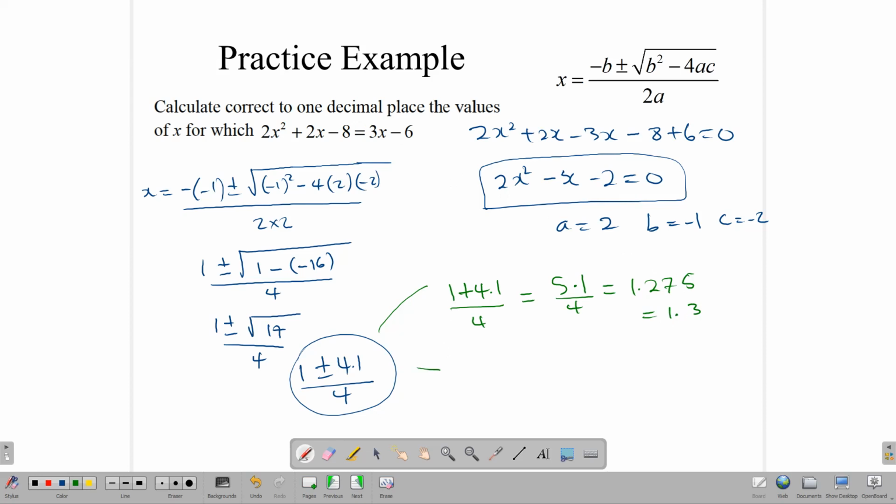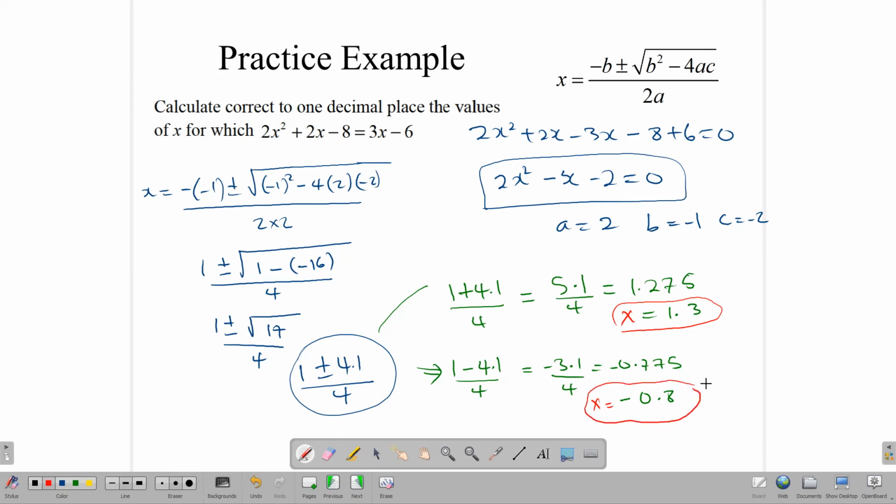And the other one is 1 minus 4.1 over 4, which gives us negative 3.1 over 4. And now we're going to divide that. And that gives us negative 0.775, which we're going to round off because we want one decimal place, as negative 0.8. So we have two solutions, and our two solutions are x equal 1.3 and x equal negative 0.8.